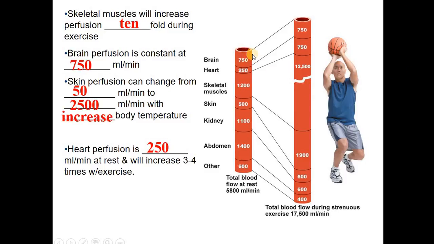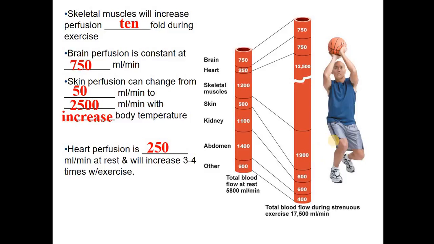And what the rate is in milliliters per minute. The heart, skeletal muscles, skin, kidneys, abdomen, other. When you have strenuous exercise going on, it is going to be constant for the brain and heart. Skeletal muscles, you can see how it increased so much from 1,200 to 12,000 because you have all of your muscles active and you want blood getting there at a good rate to accommodate your activity at the time.